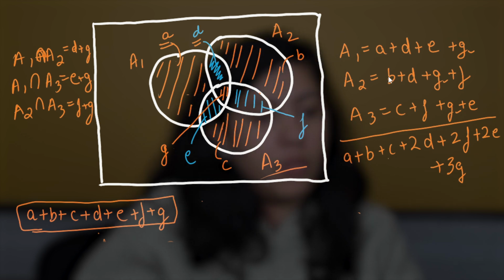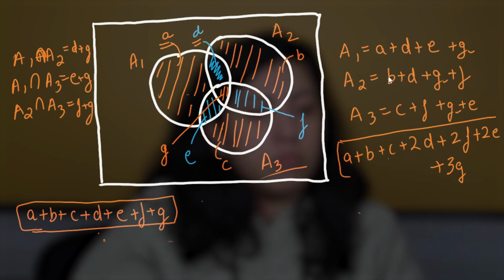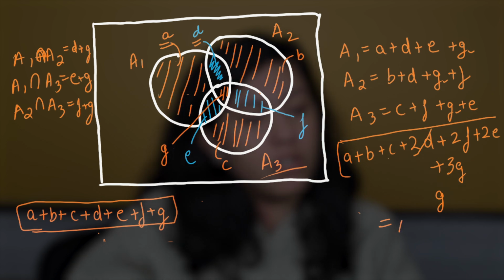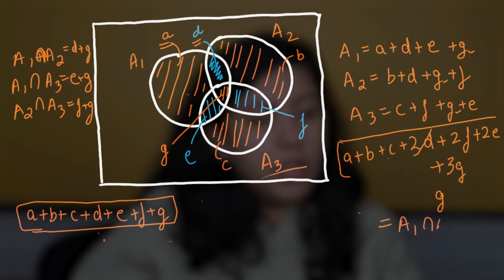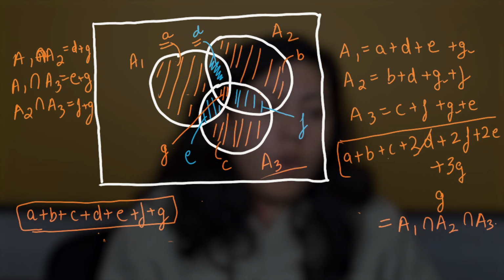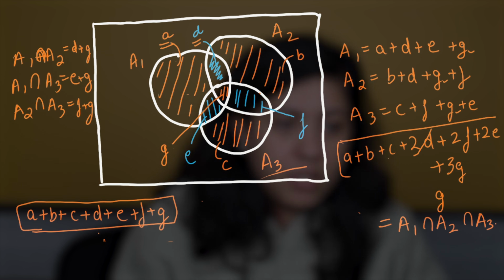Now, if we subtract all of them from this equation, what we got using probability of A1 plus probability of A2 plus probability of A3, all of them will be subtracted. 1d will be subtracted, 1f will be subtracted, 1e will be subtracted, but if we see carefully, all of g will be subtracted. So we want 1g to be left, and that is actually the intersection of all of them. That will be A1 intersection A2 intersection A3. That was the proof of the principle of inclusion and exclusion.